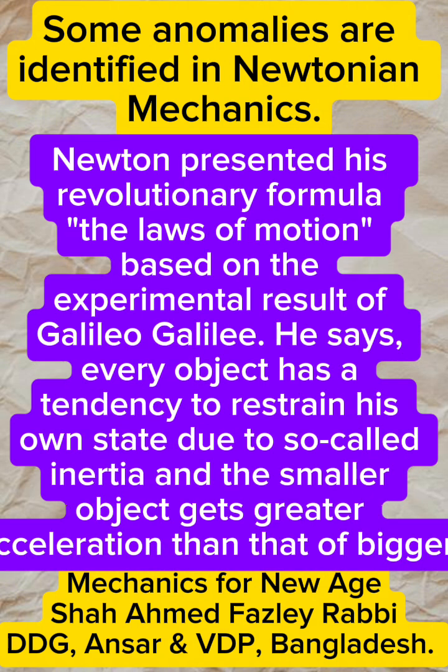Newton presented his revolutionary formula, the laws of motion, based on the experimental result of Galileo Galilei. He says every object has a tendency to restrain its own state due to so-called inertia, and the smaller object gets greater acceleration than that of the bigger.